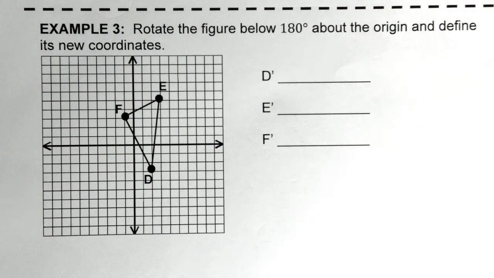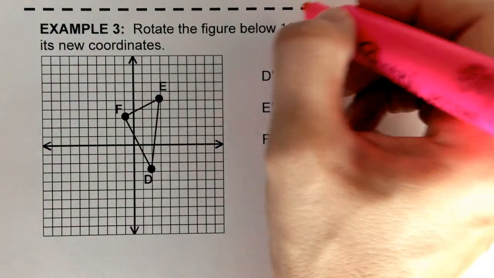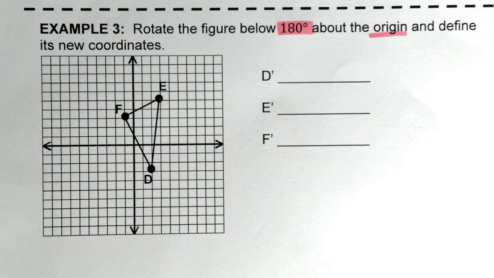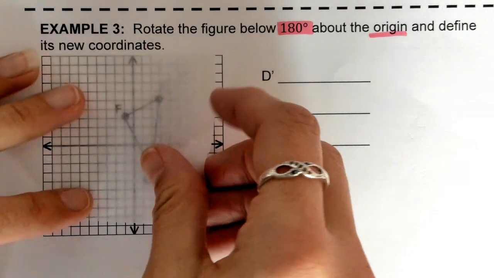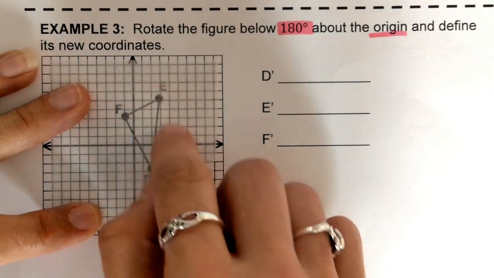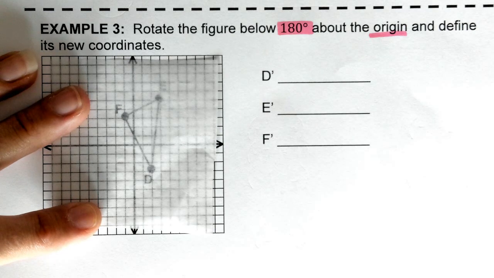Example number 3 wants 180 degrees. Again, we're always going counterclockwise, and this is about the origin. That's what we're doing on these notes. So we're going to do the same thing. We're going to lay this patty paper over it. We're going to trace the origin, the points, and label the points. Go ahead and do that on your own.